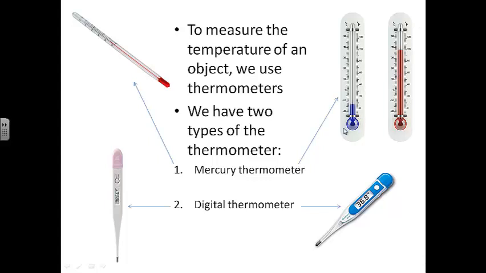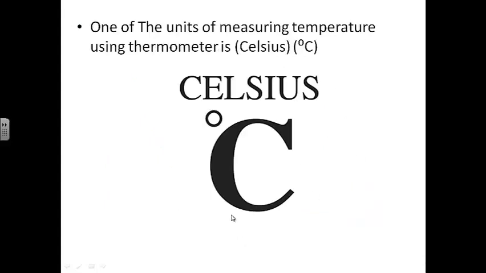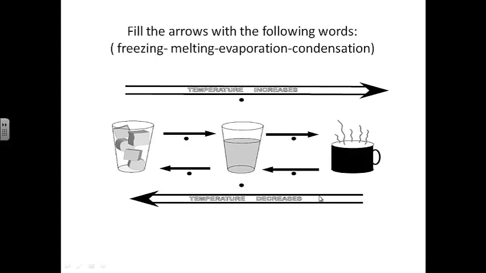This is the mercury thermometer. I told you about the liquid which is inside it. This liquid is called mercury. This is exactly like the one we use in the science lab. Or digital thermometer, like this one, which just gives us a number on it. We don't have to read it like the mercury thermometer. One of the units of measuring the temperature using the thermometer is Celsius. Celsius is one of the units we use to measure the temperature.